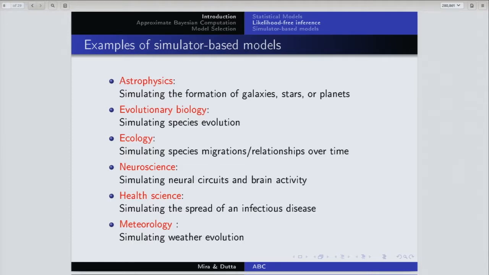On the other hand, for them, it's very easy to simulate those models if I give them some values of the parameters that index those micromechanisms that they know very well how they work. So as I said, not only astrophysics, biology, ecology, neuroscience, health science, meteorology, but also social sciences.